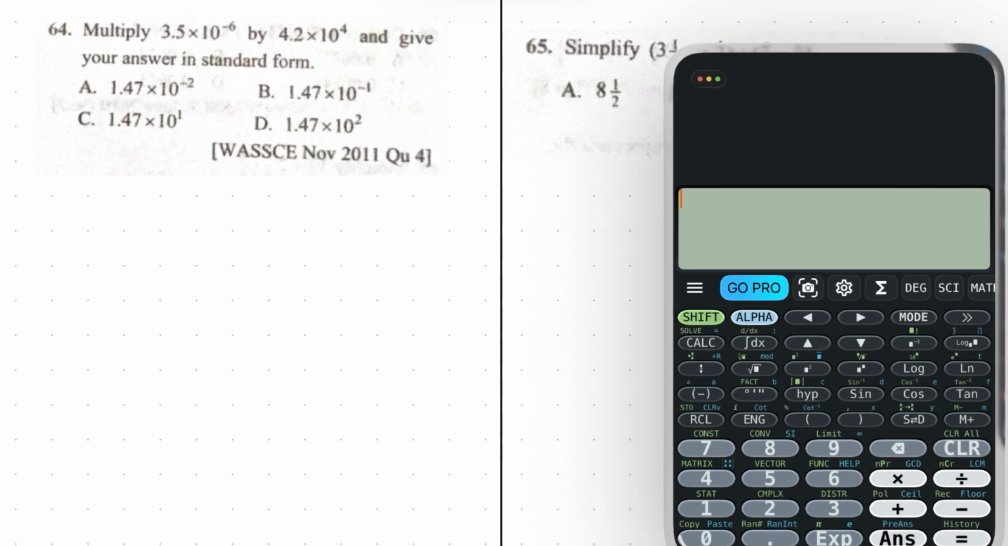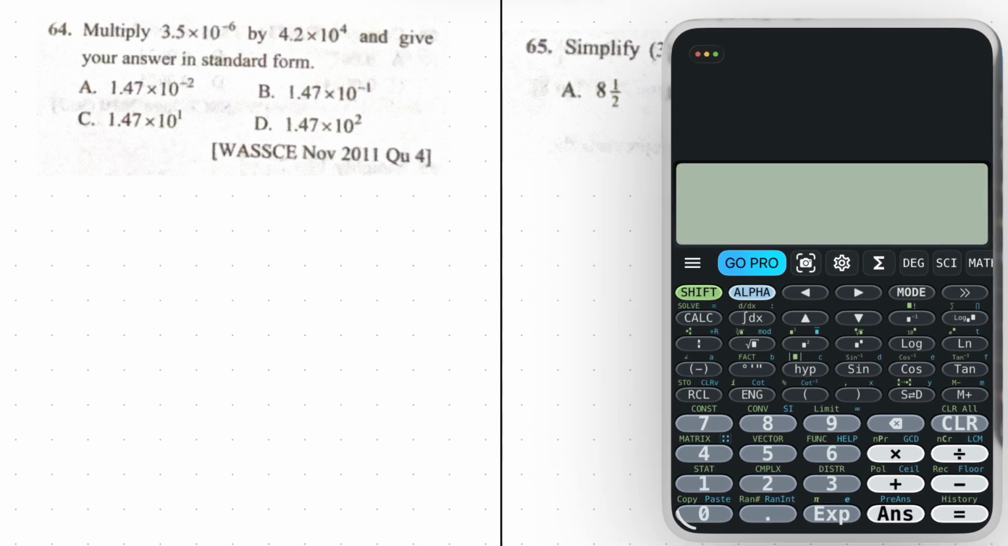So let's clear this. Now it says 3.5 times 10 to the power negative 6, okay, times 4.2 times 10 to the power 4. Okay, so what's our answer? Our answer is 1.47, as you can see on the calculator. 1.47 times 10 to the power negative 1.